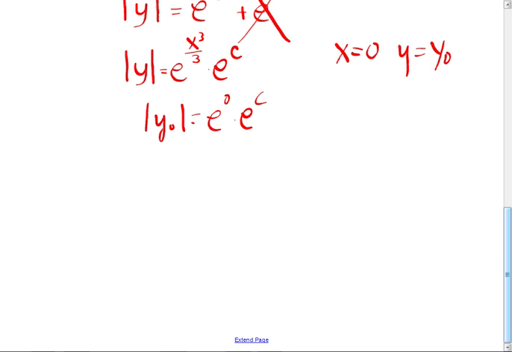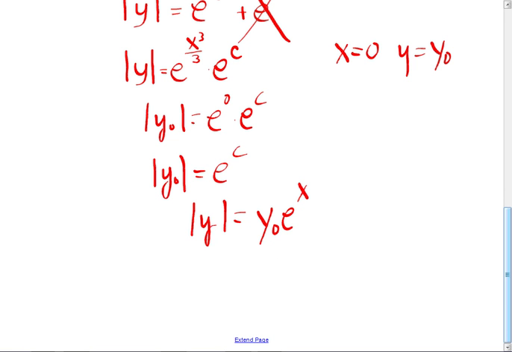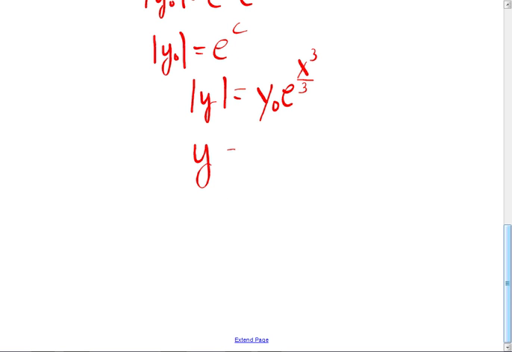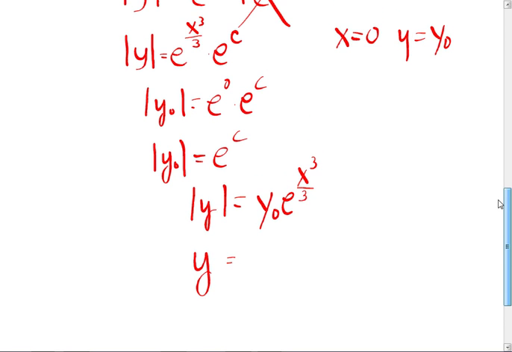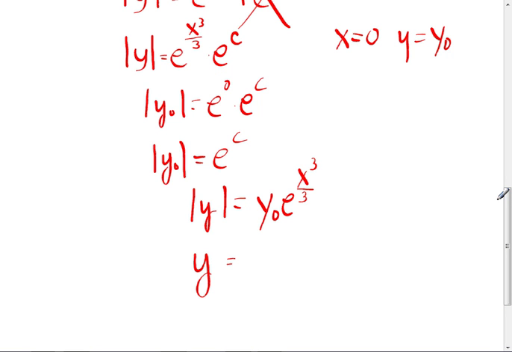So what's e to the c? The absolute value of y0. Right? So the absolute value of y, if I want to be correct about this, is equal to y0 times e to the x cubed over 3. And there are two solutions to this. e to the c is y0, because this is just 1. So y is equal to y0 e to the x cubed over 3, or negative y0 e to the x cubed over 3.